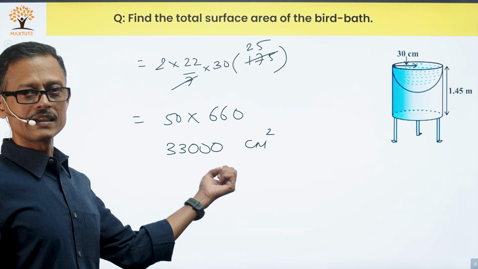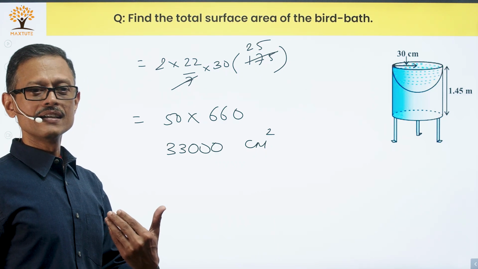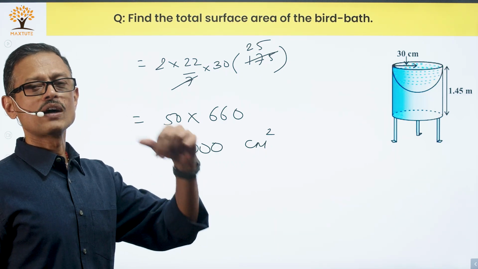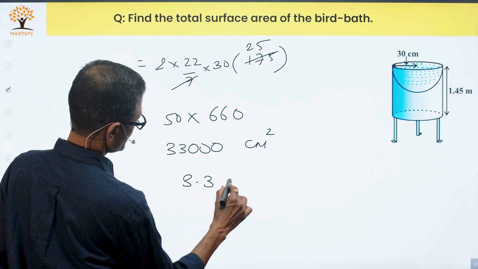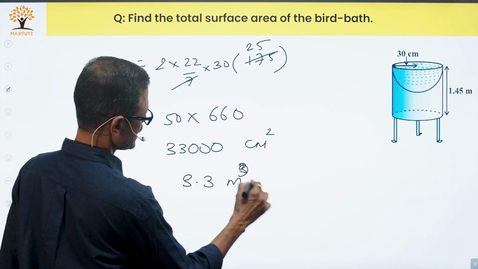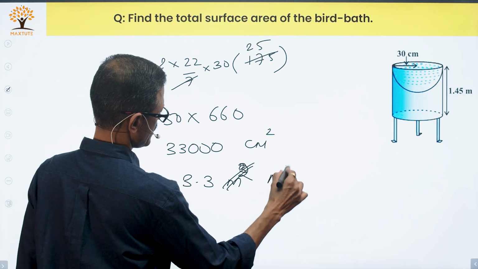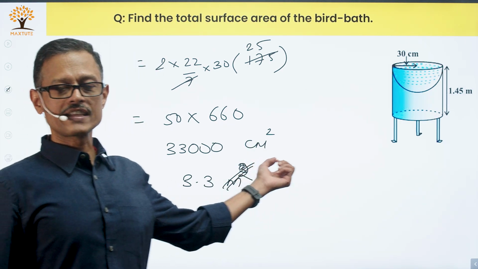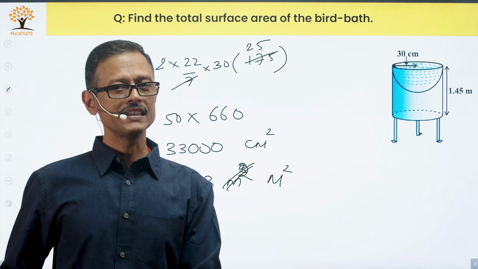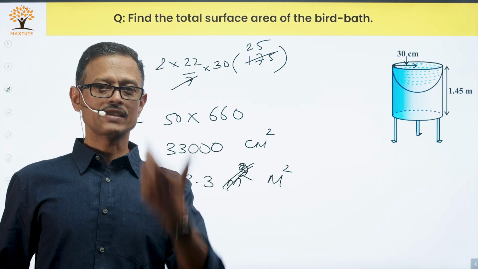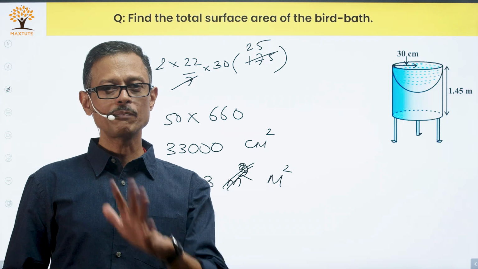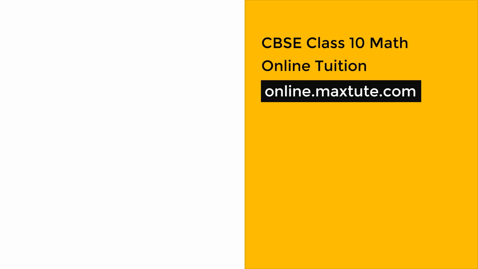So 33,000 centimeter square, if you want it in meter square, 1 meter is equal to 100 centimeters, so 100 square, 10,000, is what we need to divide it by. That will leave us with an answer which is 3.3 meter square. Either you can write the total surface area in centimeter square as 33,000 centimeter square, or in terms of meters by dividing it by 100 square, which is 10,000, to arrive at the answer, which is 3.3 meter square.